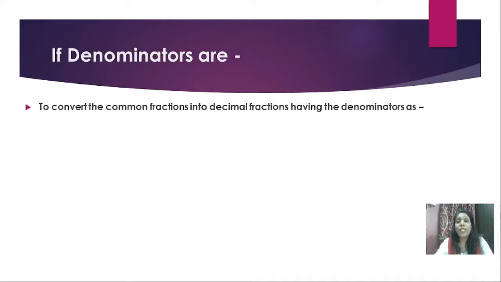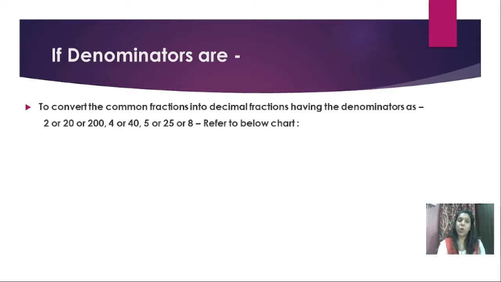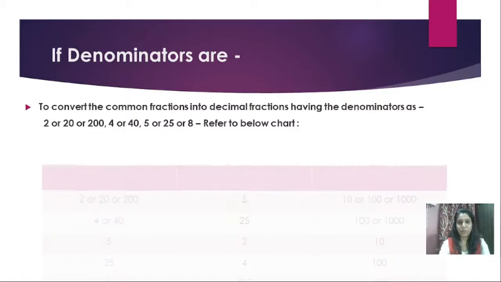Now, to convert common fractions into decimal fractions having denominators other than 10 or 100 or 1000. So if the denominators are 2 or 20 or 200 or 4 or 40 or 5 or 25 or 8, then children, remember this below chart. Make sure that you write this chart down and paste it on your wall, because this will come very handy.